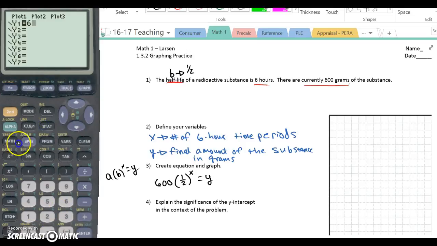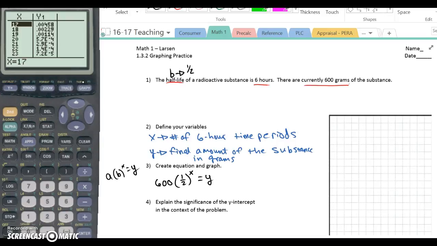So let's type in 600 times 1/2 to the X power. And let's go look at a table here. Okay, so this looks really strange. It says my first X value is 17. The amount in grams is already really small. It's 0.004. So I know I should start with 600. So I want to see at least that starting value. So when no time has passed, I'm at 600, meaning X is 0.